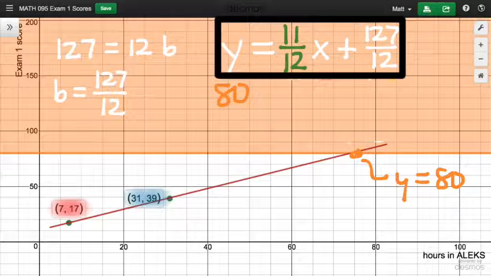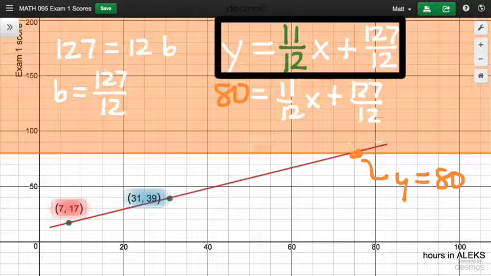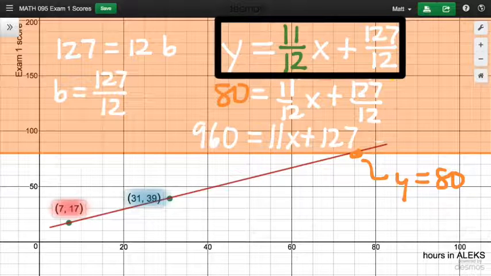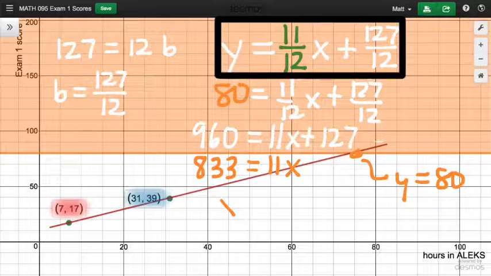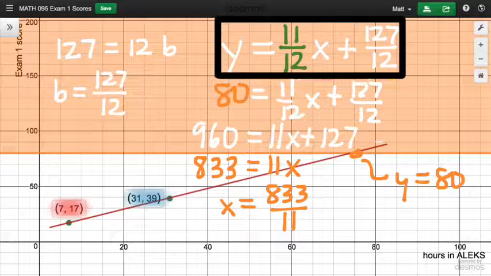80 equals 11/12 x plus 127/12. We'll clear denominators by multiplying both sides by 12. That's going to give me 960 equals 11x plus 127. We'll subtract 127 from both sides to get 833 equals 11x. And then we'll divide by 11. x is 833 divided by 11, which is not a particularly nice fraction. In fact, it doesn't reduce into lower terms than that.